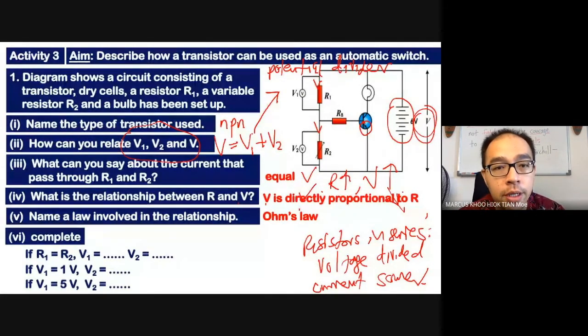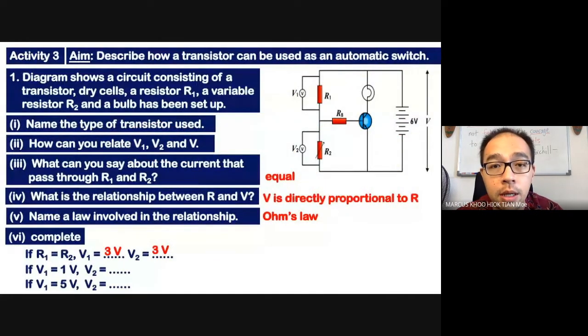Now if R1 equals R2, let's talk about how the voltage, or how the potential difference, is divided. If the resistance is the same, then you will find that this 6 volts over here will be equally divided, because the resistance is the same. So V1 will be 3 volts and V2 will be 3 volts, because 3 plus 3 equals 6.